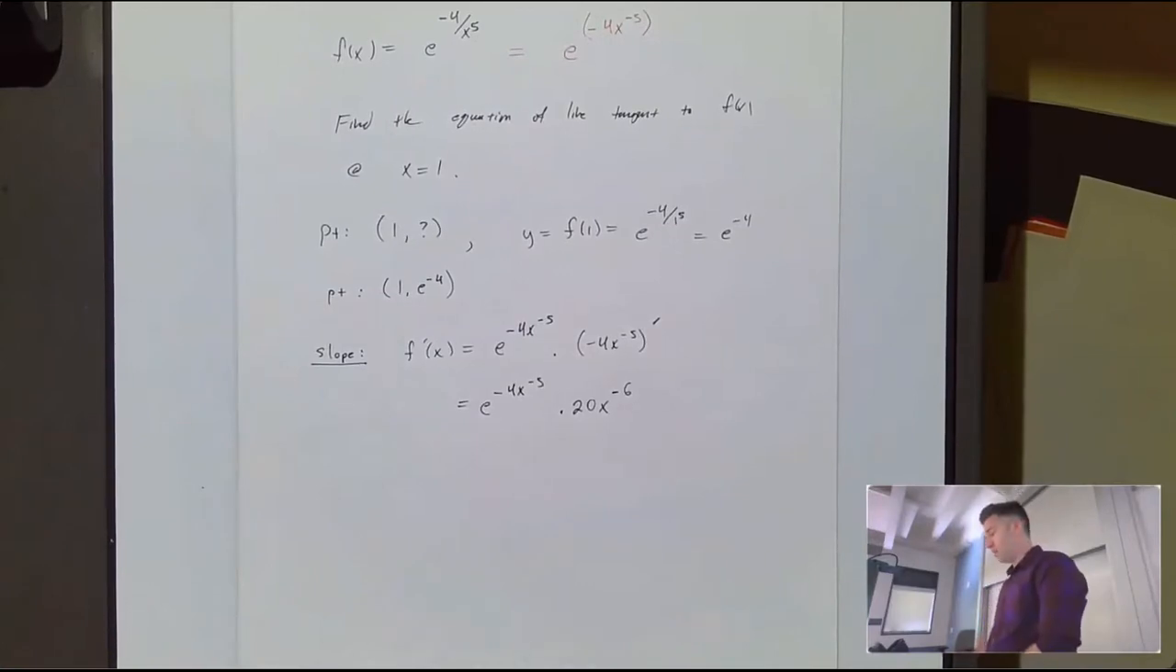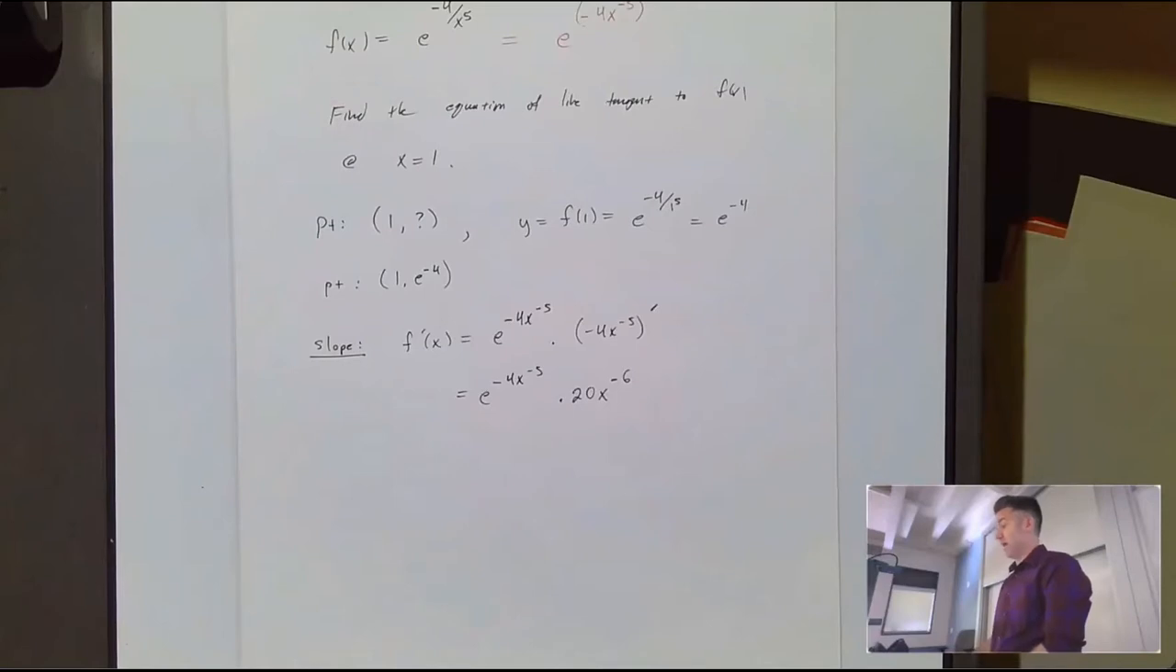And there's honestly no good reason to simplify this yet. There might be in a minute. I don't want to simplify this because I only need to find the slope at a particular point. And maybe just plugging in 1 is going to be easy without having to do any extra work.